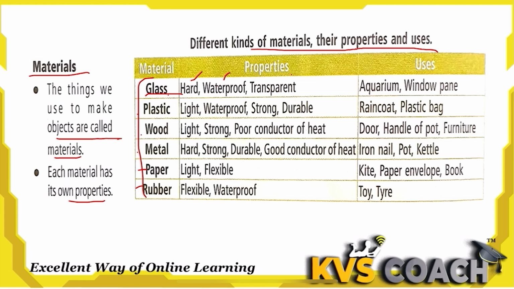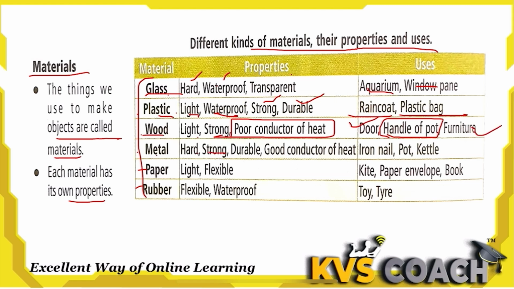Where do we use it? We use it in aquariums, window panes. Plastic is a lightweight material. It is waterproof also. It is strong and durable also. We use plastic in plastic bags, raincoats, etc. Wood is light but strong and a poor conductor of heat. So in the pans we use in the kitchen, we make the handle of the pot with wood because it is a poor conductor of heat. We use wood in doors and furniture.